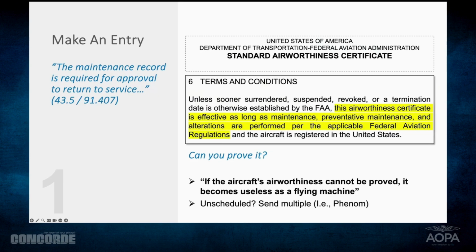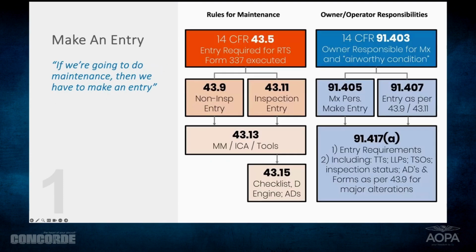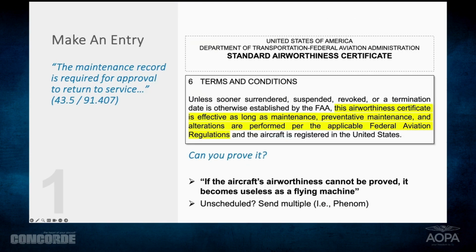I like to bring it back to the airworthiness certificate where it says in box 6, unless sooner surrendered, suspended, revoked, or a termination date is otherwise established by the FAA, this airworthiness certificate is effective as long as maintenance, preventive maintenance, and alterations are performed per the applicable Federal Aviation Regulations. Great. So that says that certificate is only valid if we're doing the maintenance and preventive maintenance and alterations as per the FARs, which we just looked at right here. So if we're doing maintenance and we're skimping and we're not following the rules, is this airworthiness certificate even valid?